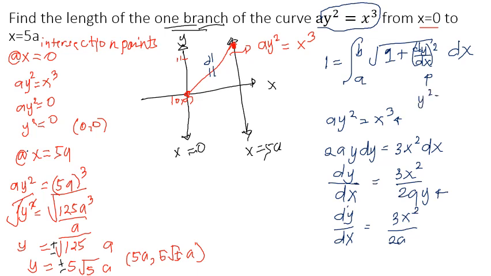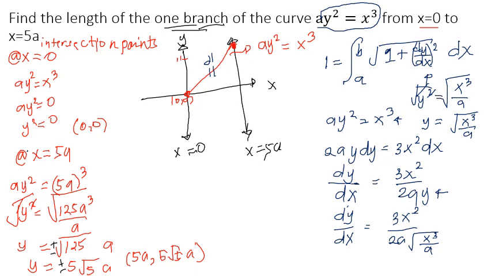So I have y squared is equal to x cubed all over a. You get the roots of both sides. So I have y is equal to square root of x cubed all over a. Take note that this is dy all over dx quantity squared. So I could square both sides.